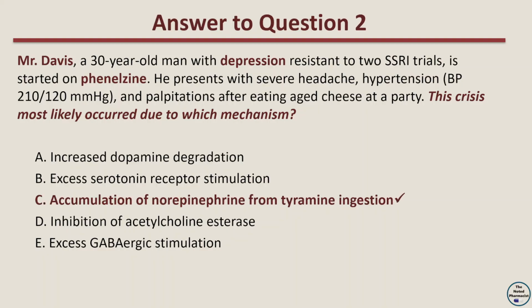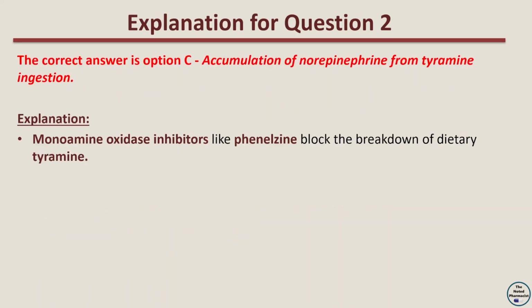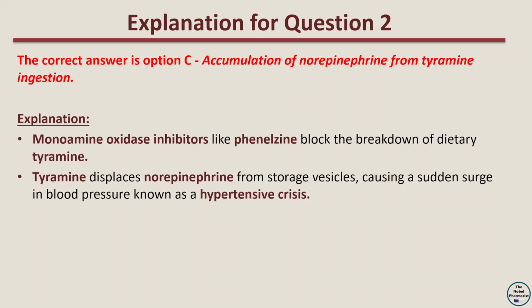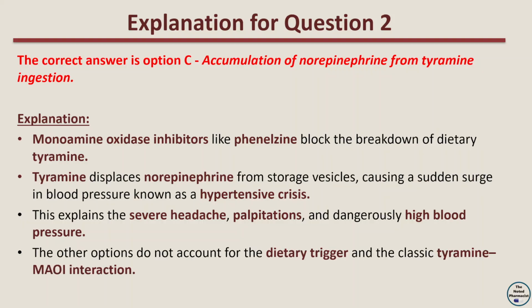The correct answer is option C, accumulation of norepinephrine from tyramine ingestion. The explanation is that monoamine oxidase inhibitors like phenelzine block the breakdown of dietary tyramine. Tyramine displaces norepinephrine from storage vesicles, causing a sudden surge in blood pressure known as a hypertensive crisis. This explains the severe headache, palpitations, and dangerously high blood pressure. The other options do not account for the dietary trigger and the classic tyramine-MAOI interaction.